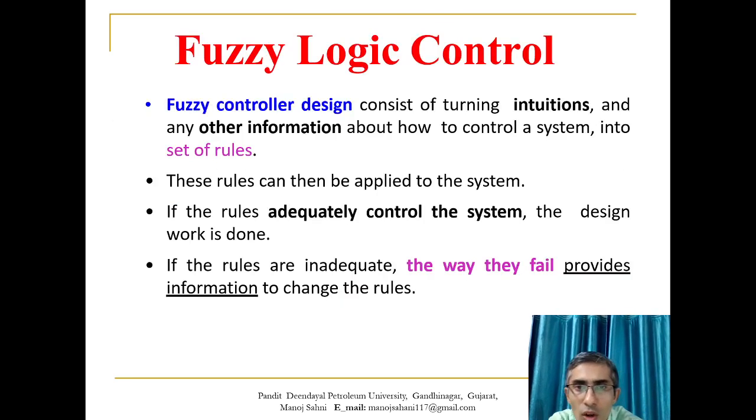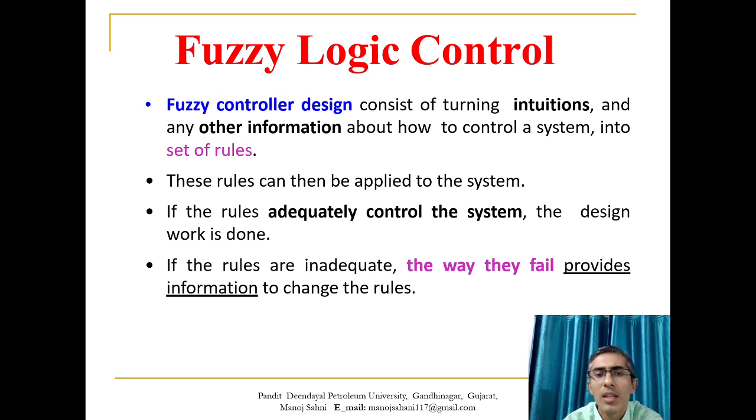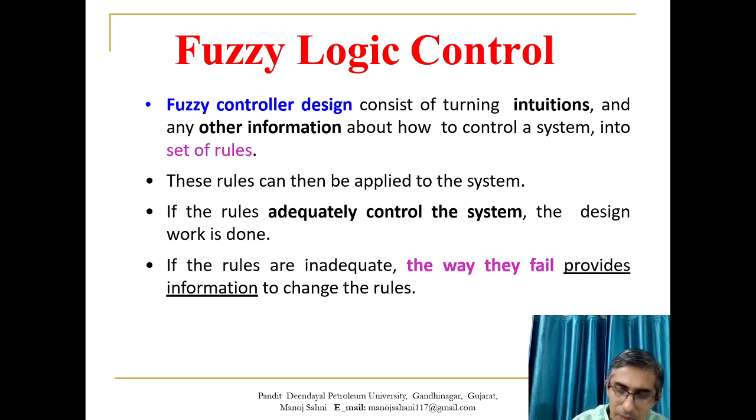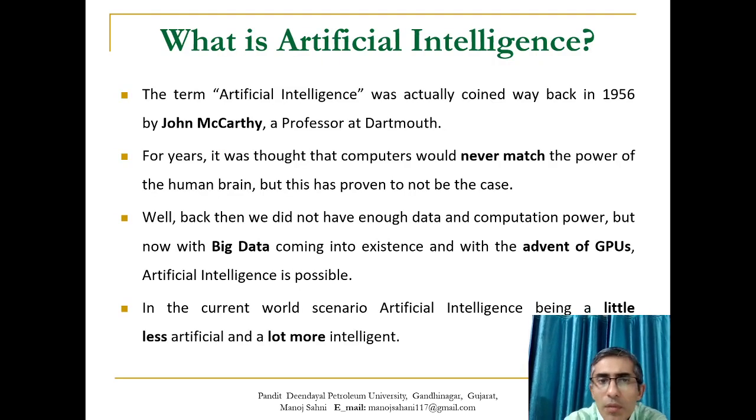Now the fuzzy logic controller is also used in various applications, like in the washing machine, in the air conditioner, in the IP camera, that is internet protocol. So there are various applications of the fuzzy controller. These are all artificial intelligence that we generally use, and that is a part of human life. So what is artificial intelligence?